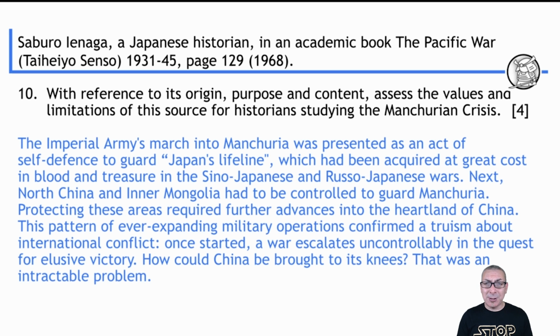Okay, so here's your source. At the top, you can see the origin. You can see the question prompt, which is similar to all second questions on the IB Paper 1 exam. Question 10 for move to global war. And then you have the source. So pause the video, write a response, and we'll deconstruct it in a moment.